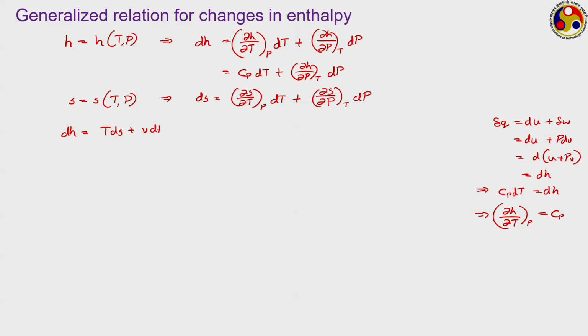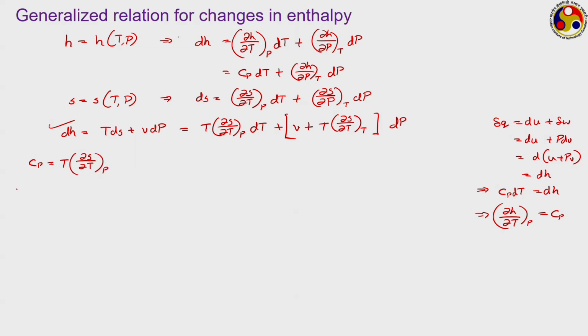Now, we make use of the second Gibbs equation, where we have dH is equal to T dS plus V dP, to get T (∂S/∂T) at P dT plus [V plus T (∂S/∂P) at T] dP. So, if you compare this expression for dH and the earlier expression for dH, we get Cp equal to T into (∂S/∂T) at P, or (∂S/∂T) at P is equal to Cp by T.